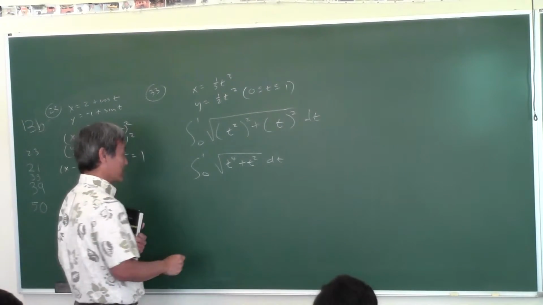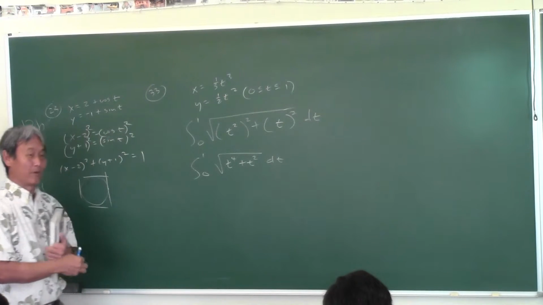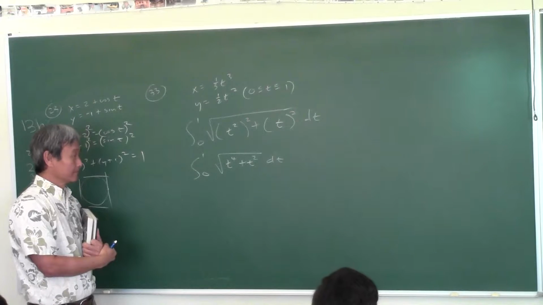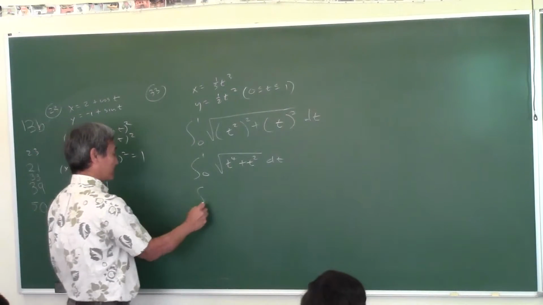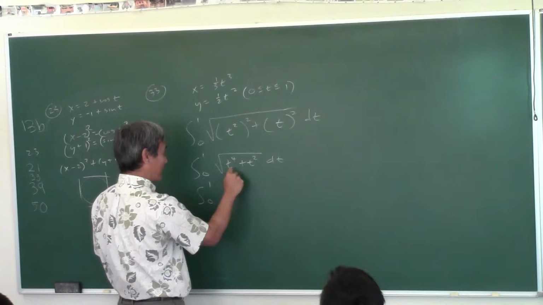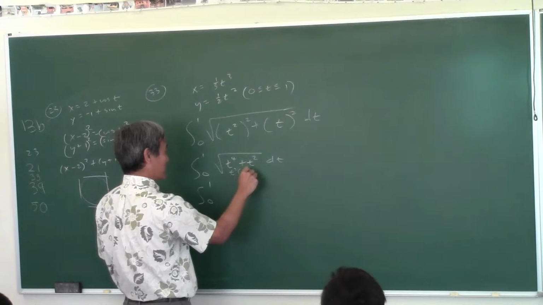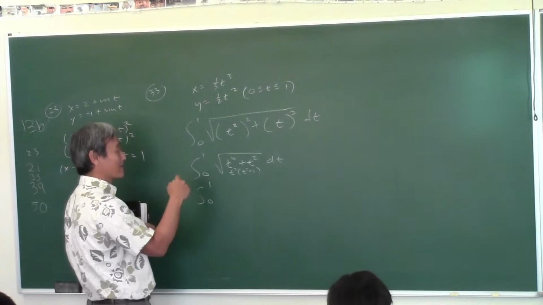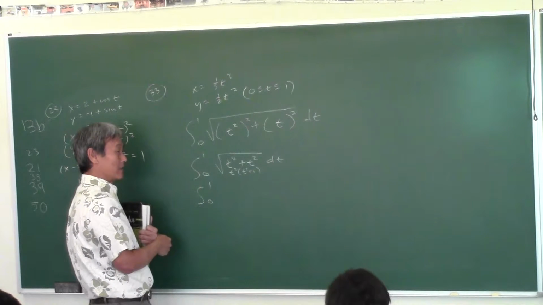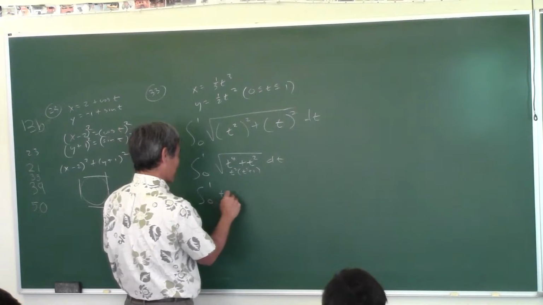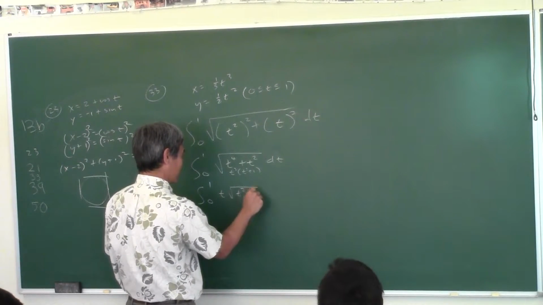Somebody give me a preview. Oh, factor out. Okay, this is obviously t squared times t squared plus 1, right? The t squared comes out of the radical as absolute value of t, but between 0 and 1 it's positive, so no need for absolute value.